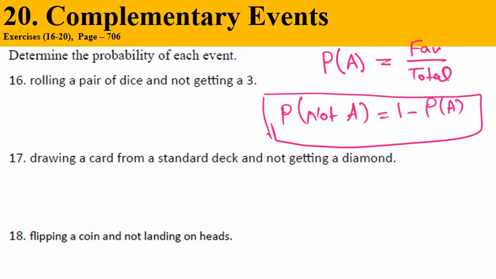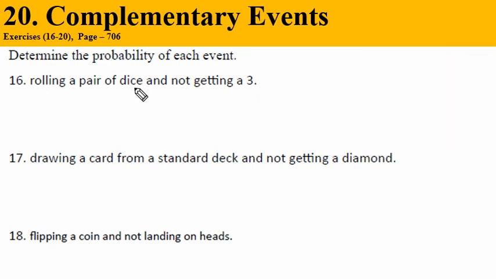Okay, so the first example is rolling a pair of dice and not getting a 3. This video might be a little longer. I will try to explain slowly, so stay with me, okay? So, rolling a pair of dice, not getting a 3. First I will find the probability of getting a 3, okay?